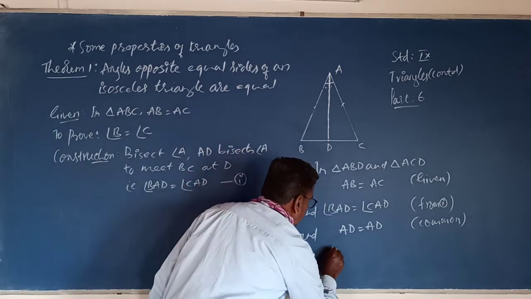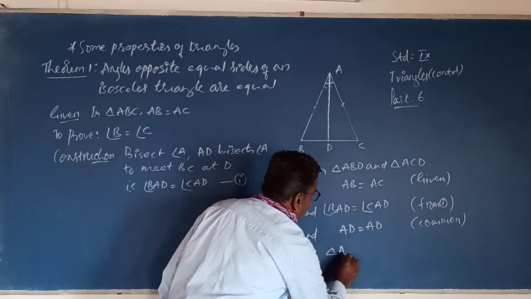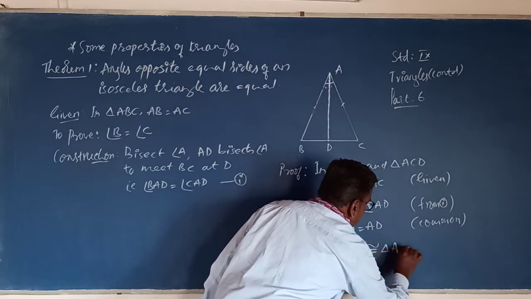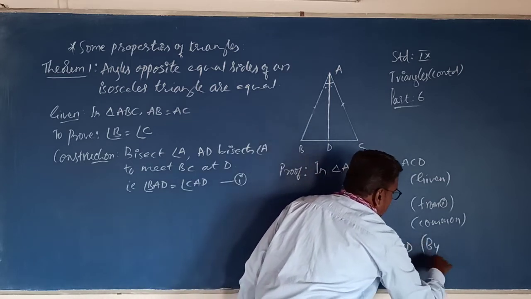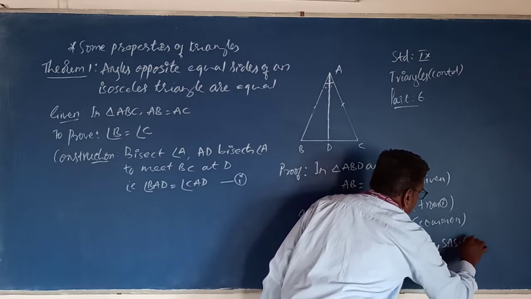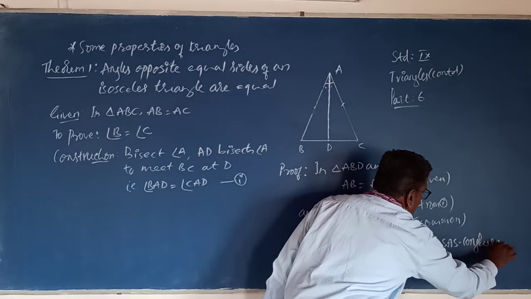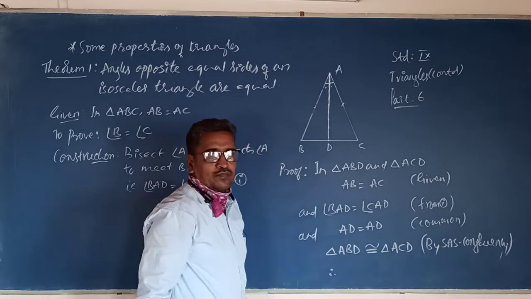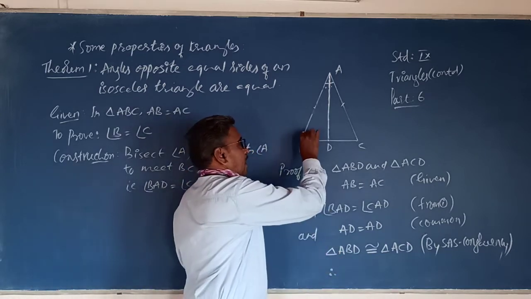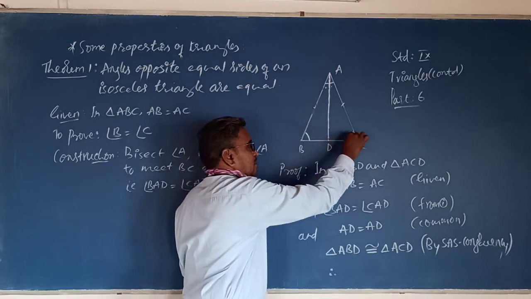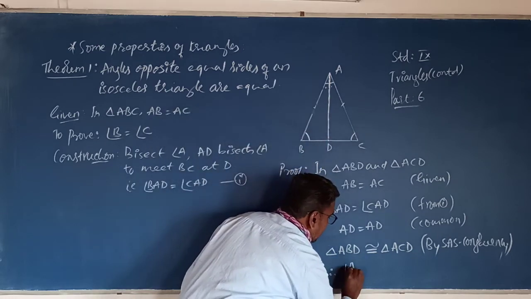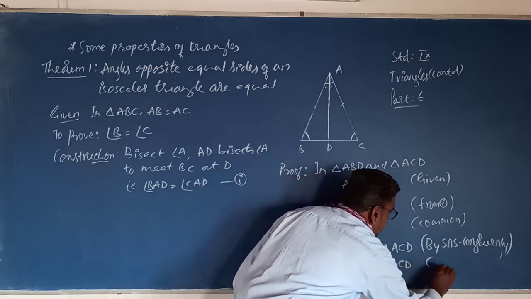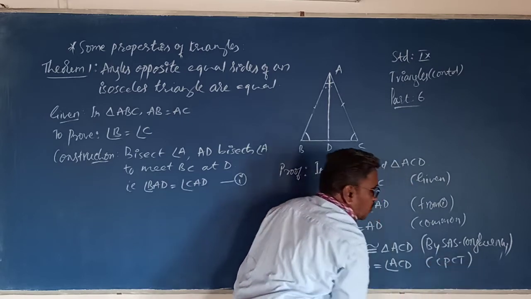So by help of SS property, triangle ABD is congruent to triangle ACD by SAS congruency. Therefore what? Therefore angle B is equal to angle C. Means therefore angle ABD is equal to angle ACD. Reason is corresponding parts of congruent triangles.